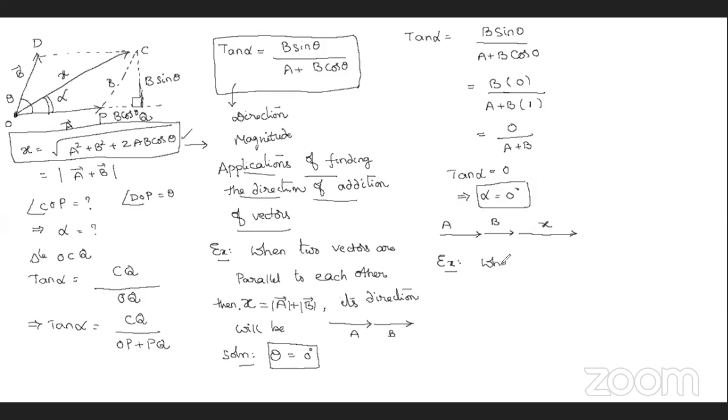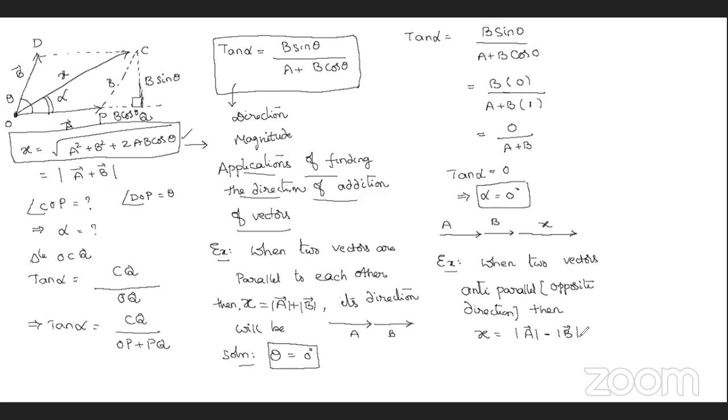That day, second example, I told when two vectors are anti-parallel to each other. Anti-parallel means opposite direction. Then X is equal to mod A bar minus mod B bar, we got. Anyone remember this one? Yes, sir. Good.